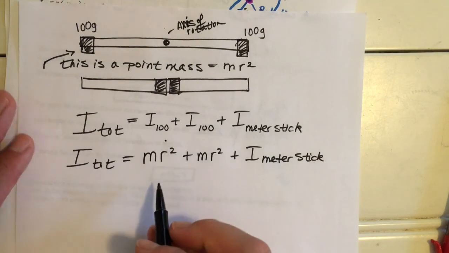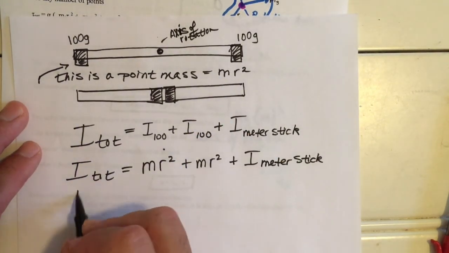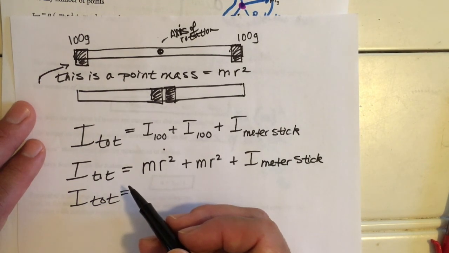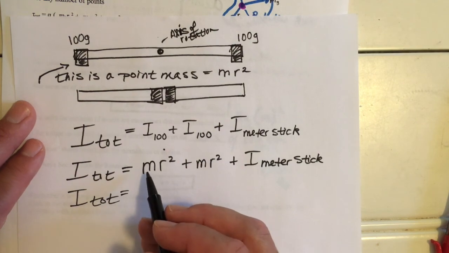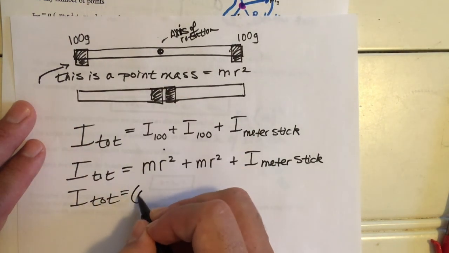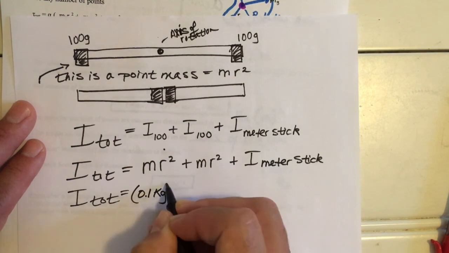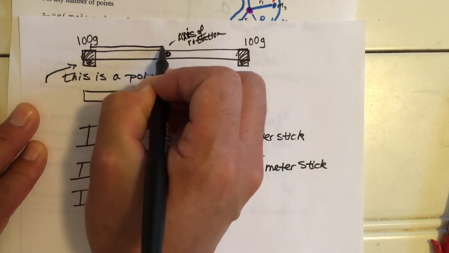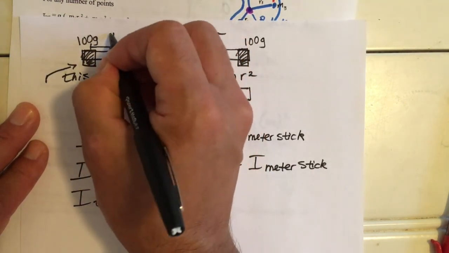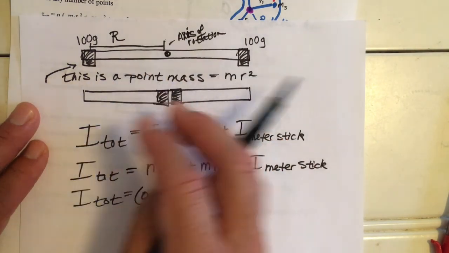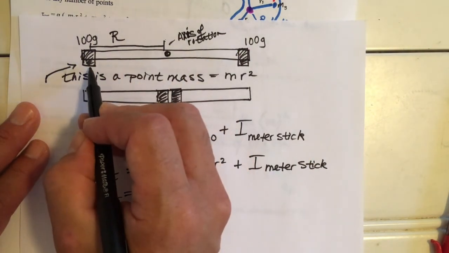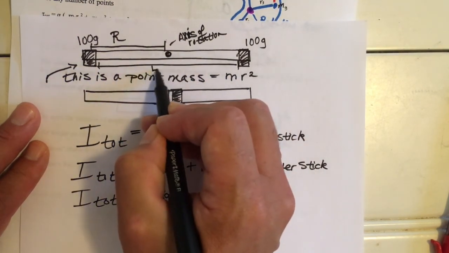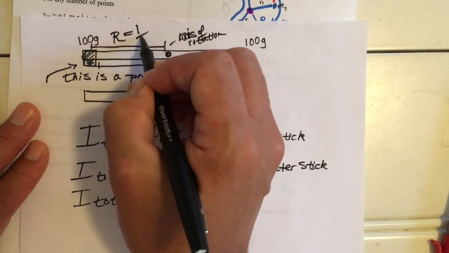All right, so a point mass has mr squared. So I total then is equal to its mass, which is 100, so I'll change that to 0.1, times the distance from the axis of rotation, which we'll call R, but I'm going to express it in terms of the length of the meter stick. If the length of the meter stick is L, why don't we call this equal to 1/2 L?